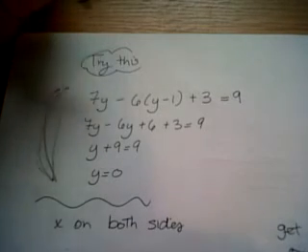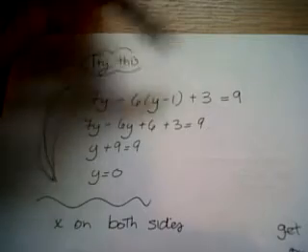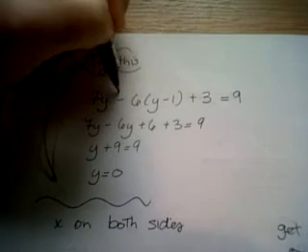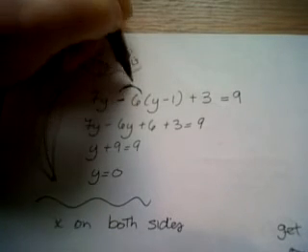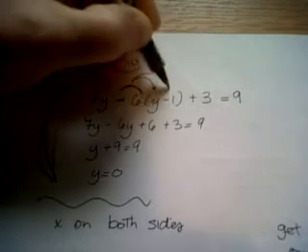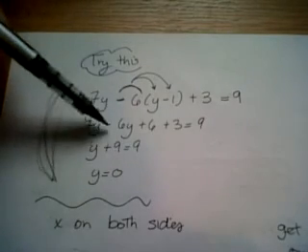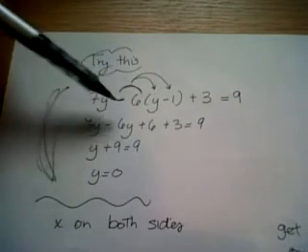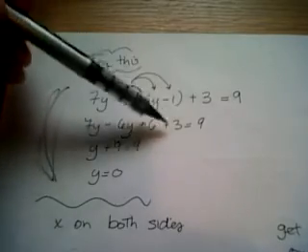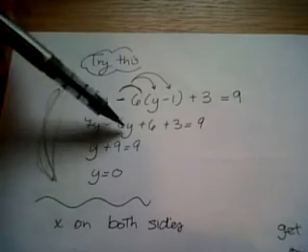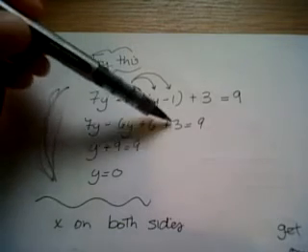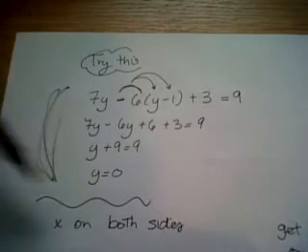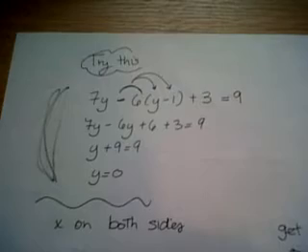Here's another example, 7y minus 6 times the quantity y minus 1, plus 3 equals 9. So what I notice again, I'm going to have to do the distributive property first, and I see, hey, this negative 6, I need to use that distributive property right here. So I'm going to have 7y minus 6y, because negative 6 times y gives me a negative 6y, and then I have a negative 6 times a negative 1, and that gives me a positive 6, plus 3 equals 9. Well, 7y minus 6y leaves me with 1y, and 6 plus 3 equals a positive 9, so that was combining like terms. I'm going to subtract 9 from both sides, and I'm left with y equals 0.